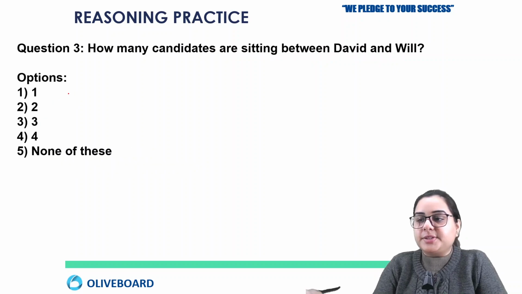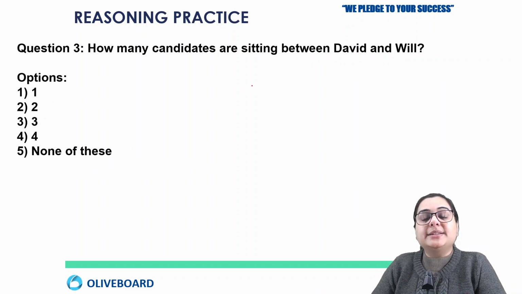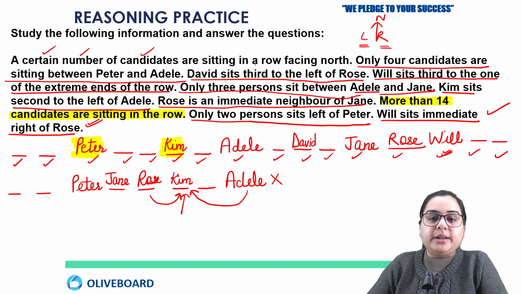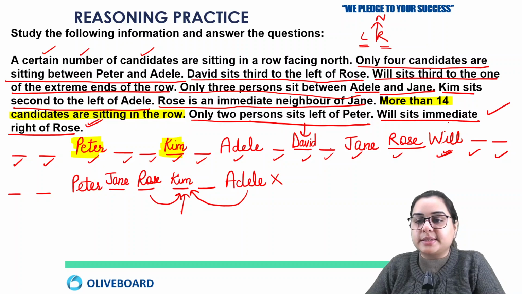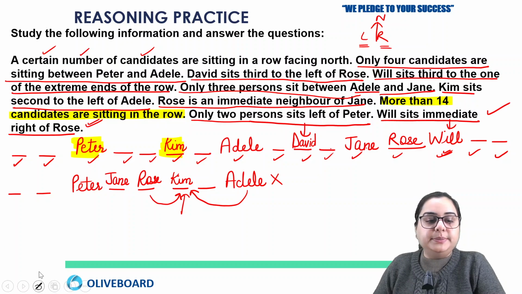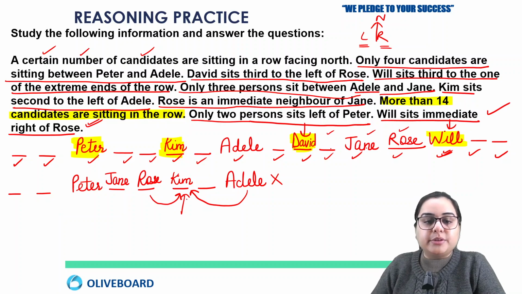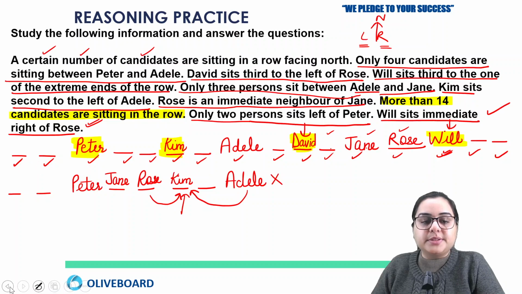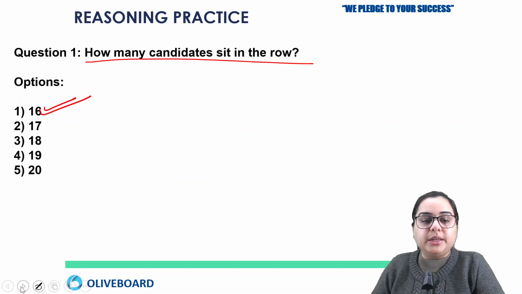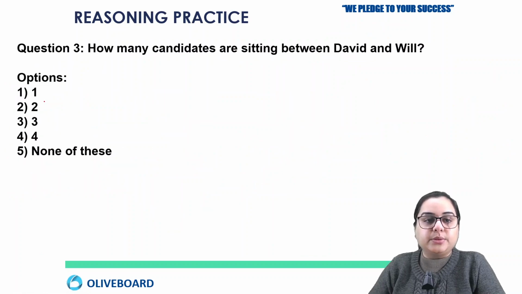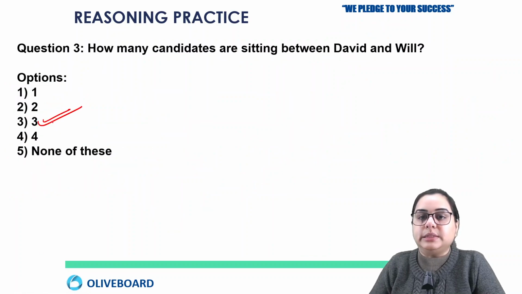Okay. Next question. How many candidates are sitting between David and Will? Let's see that. Between David and Will, he is asking how many candidates there are. So here you have David and here you have Will. Between David and Will, you have 3 persons. So the answer here will be option number 3.